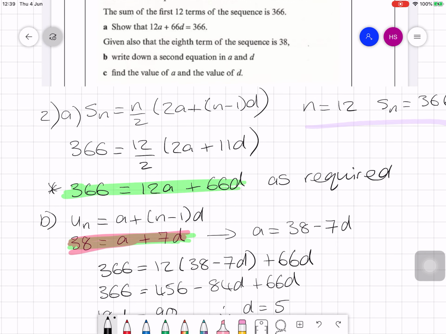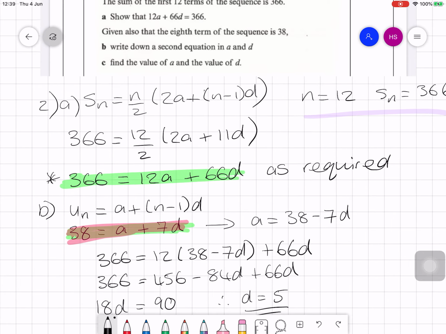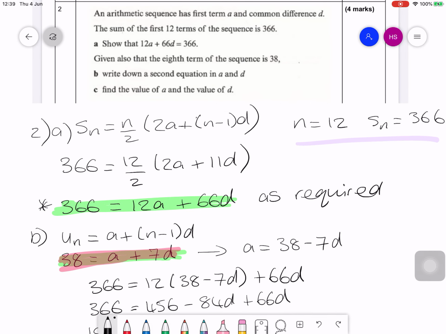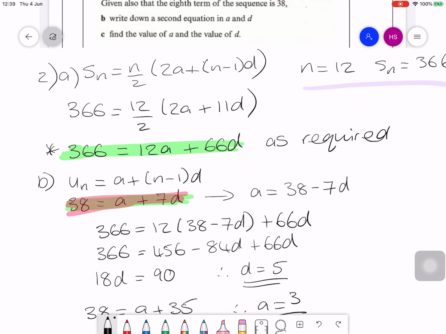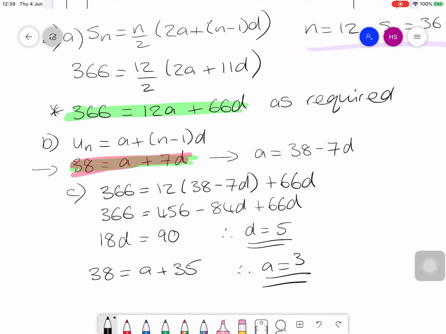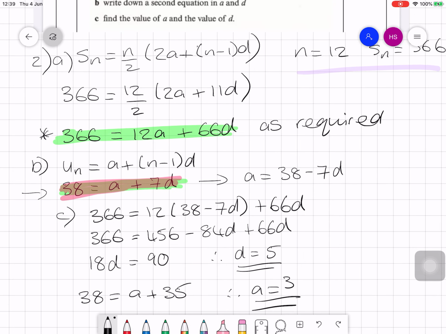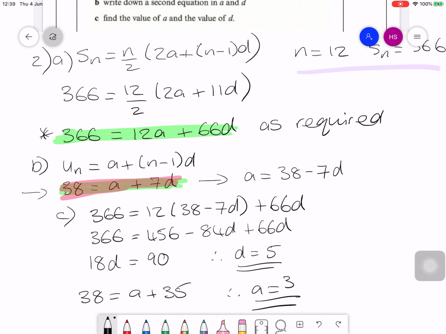Okay, and then, so I've got a bit ahead of myself. I've answered B and C together there. So B was basically up until that point, and then I actually started answering C at that point, and we've got our values of a and d. Okay, so I think we're good.